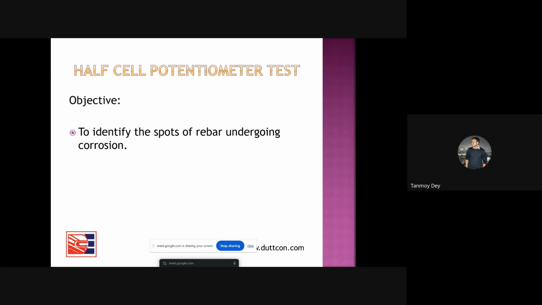Through this, we try to find out the EMF developed in this particular half-cell. That EMF, through the Nernst equation, we can find out. If the EMF is beyond minus 350 millivolt, we can conclude that rusting is more. If it is less than minus 200 millivolt, it is okay. But if it is minus 500, it is gone.